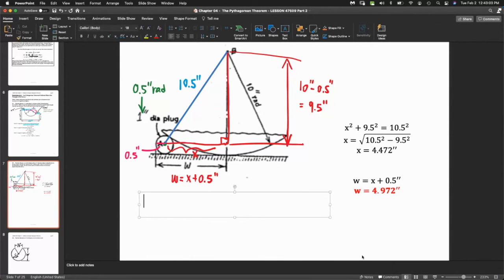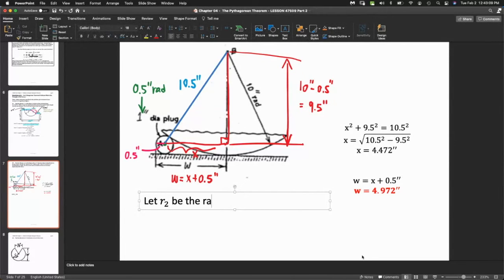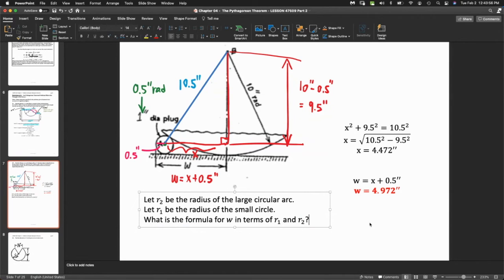I'm going to have some fun with you now, everybody. So here, let R2 be... So there's the question. If R2 is the radius of the big circle, the large arc, so R2 in this case is 10, and R1 is the small circle, which in this case is 0.5, what would be the formula for W in terms of R1 and R2?